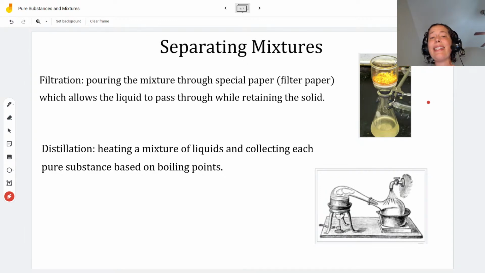Okay, the last separating technique that I want to point out is distillation. So this is when you have, again, usually a mixture of liquids, although not always, and you're going to collect each based on boiling points. So you're going to have something that boils at a low temperature, it's going to boil first, and then you have something that boils at a higher temperature, it's going to come next. It doesn't have to be just two things, you can have mixtures of lots of things.